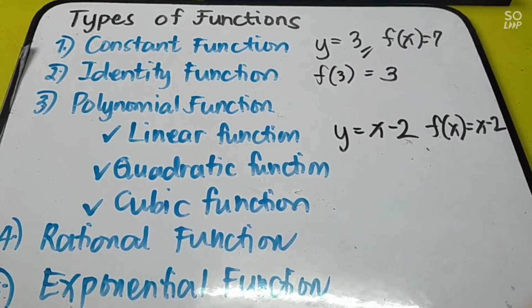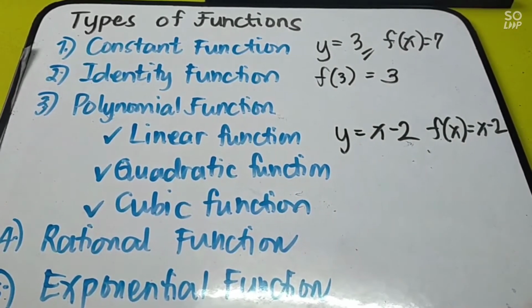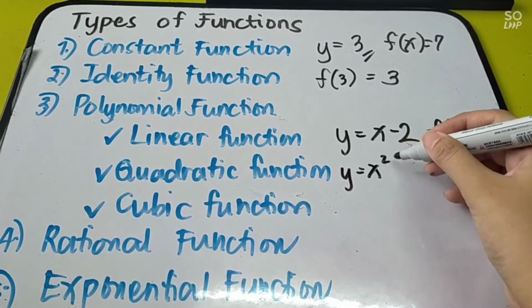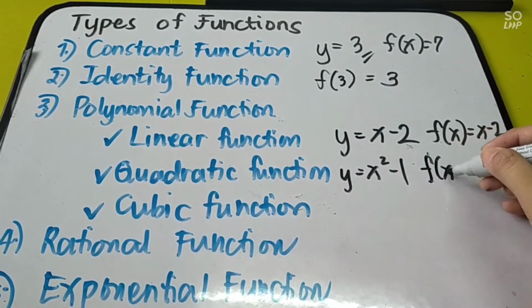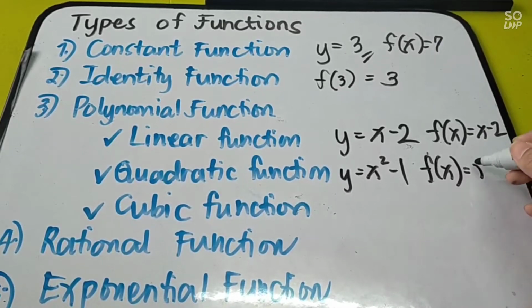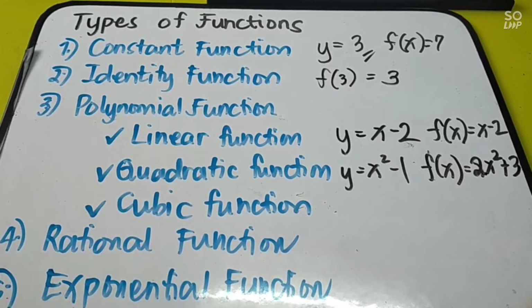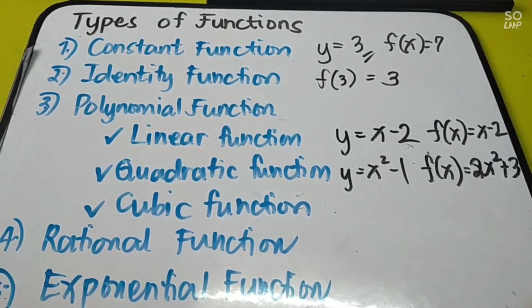Next, quadratic function. In quadratic function, the highest exponent here is 2. For example, you have here y is equals to x squared minus 1. That is a quadratic function. Or f of x is equals to 2x squared plus 3. That's also an example of quadratic function.